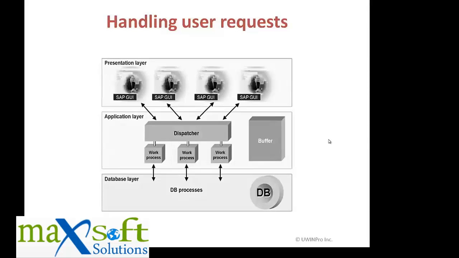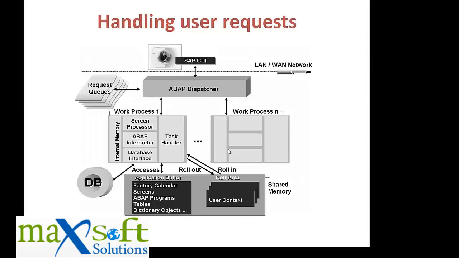So whenever a user requests information, that request waits in the dispatcher. If the dispatcher is available, it will hold the information until a dialog work process is available. When the dialog work process is available, the information goes from the dispatcher to the dialog work process, and through the database process it accesses the database, and the information comes back to the dialog work process memory. The processing is done, and then the information goes back to the dispatcher and then to the user.